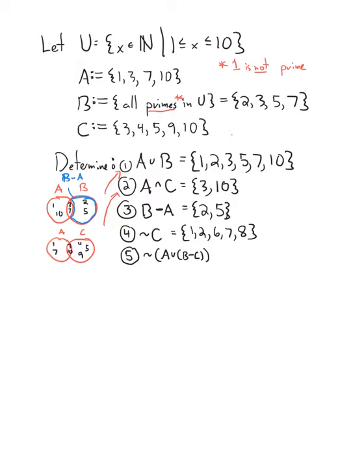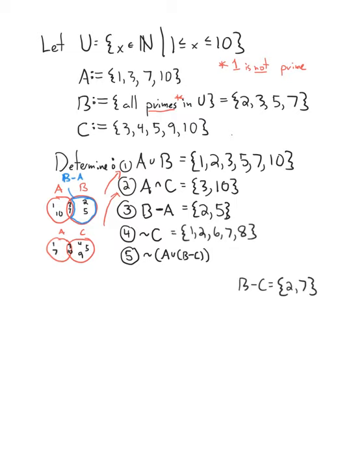And then 5, well, we have to do a little bit of a calculation here. So let's figure out what B minus C is. I'm going to do this very quickly. So B minus C, we want everything in B that isn't in C. So B minus C is going to be 2 and 7.